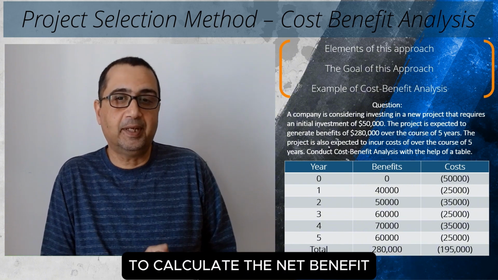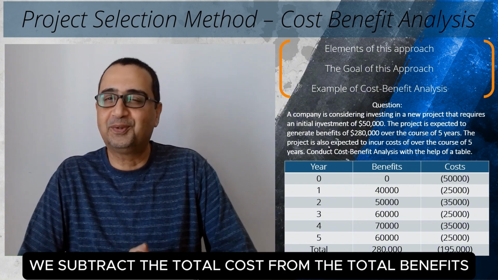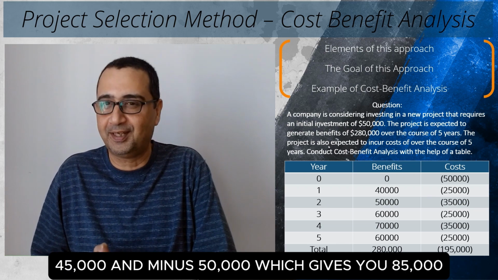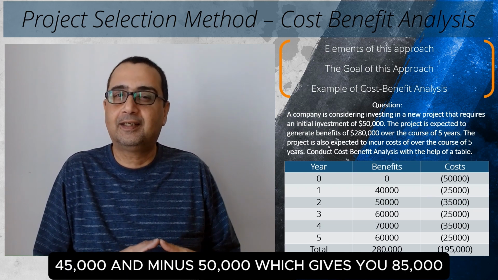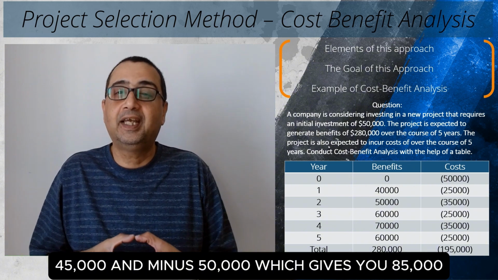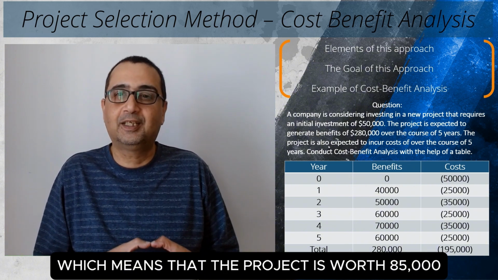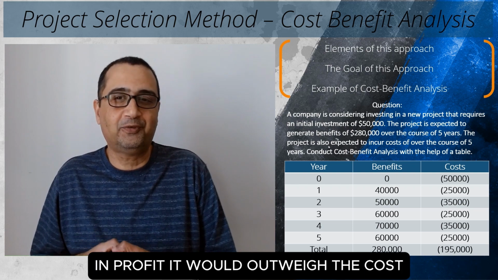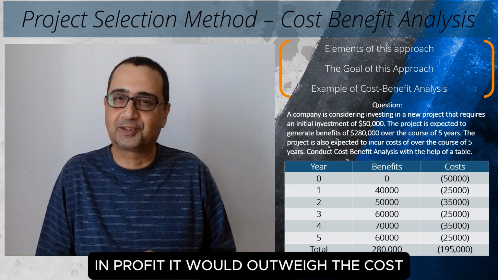To calculate the net benefit, we subtract the total cost from the total benefits, 280,000 minus 145,000 and minus 50,000, which gives you 85,000, which means that the project is worth 85,000 and that would be in profit. It would outweigh the cost.